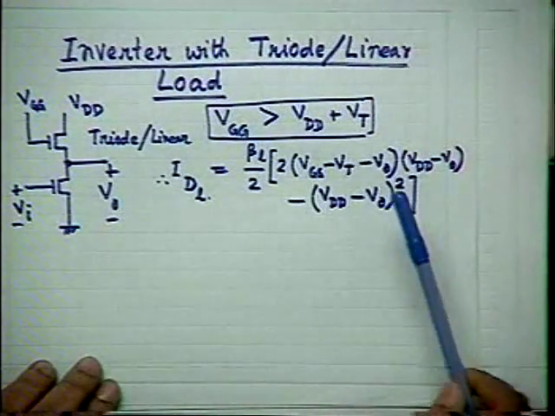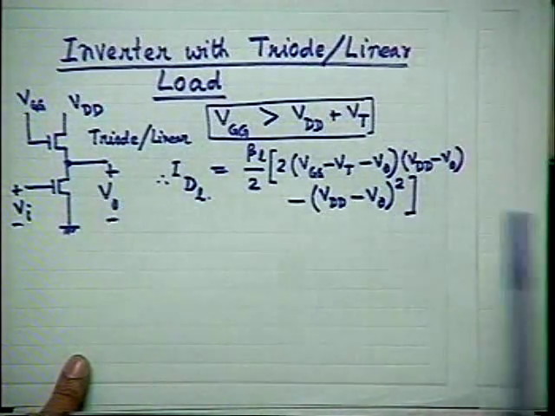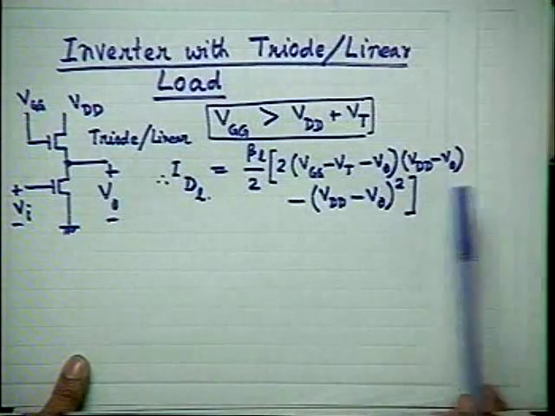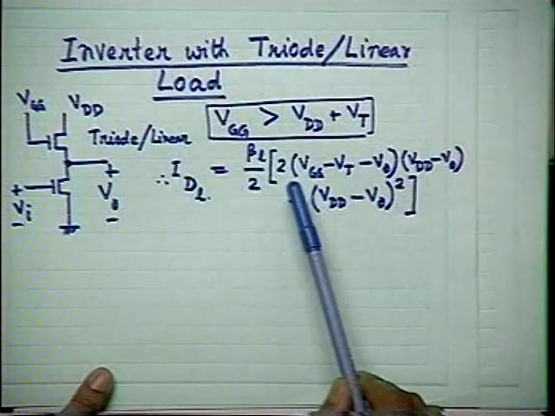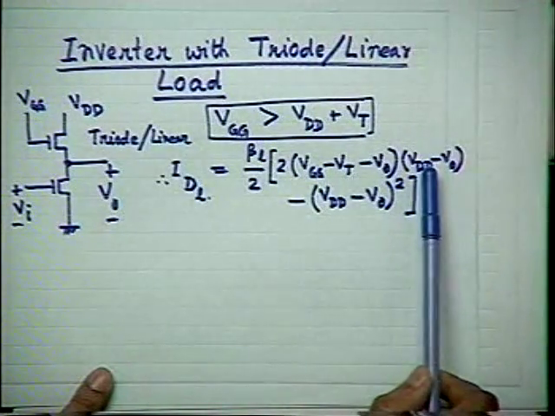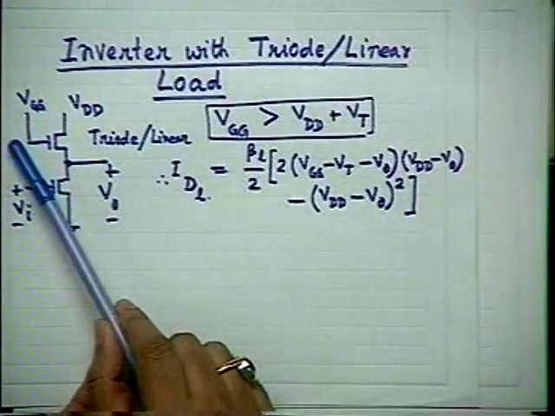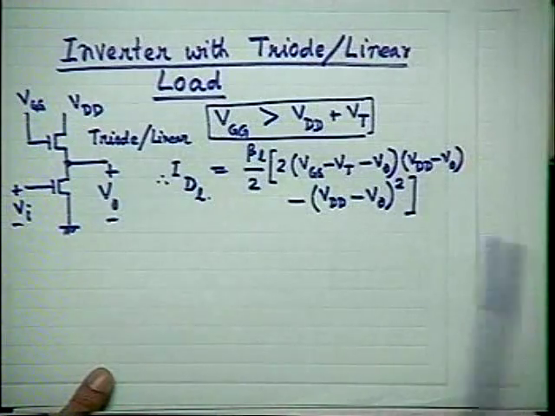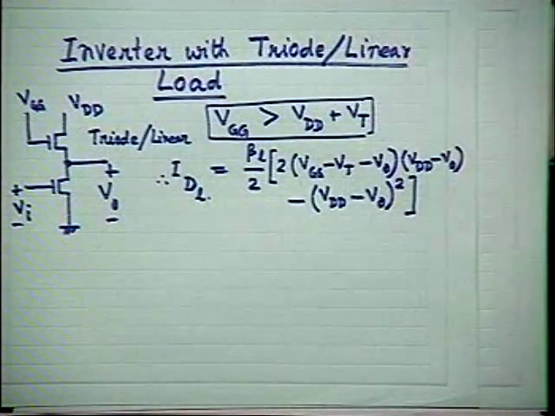If you look, this is the expression valid for the triode or linear region behavior of a MOSFET, and the drain current of the load transistor is given by this equation. What was the expression, do you remember? Beta by 2 into 2 into VGS minus VT into VDS minus VDS square. So here, what is VGS? VGG minus V naught. What is VDS? VDD minus V naught. So I have used the appropriate equation to express the drain current of the load transistor.